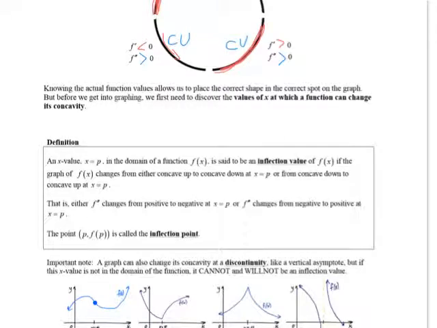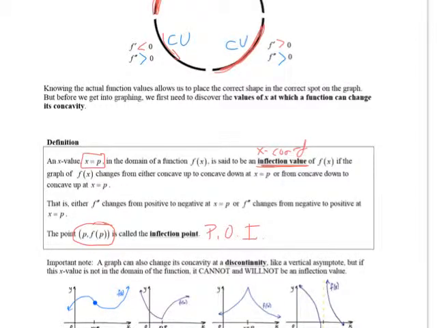When a function changes from concave up to concave down at some point, that point is called an inflection value. The x-coordinate is the inflection value, and then the whole pair is the inflection point, which sometimes I will call the POI, the point of inflection. So if the second derivative changes from positive to negative, we have a point of inflection if the function exists there.